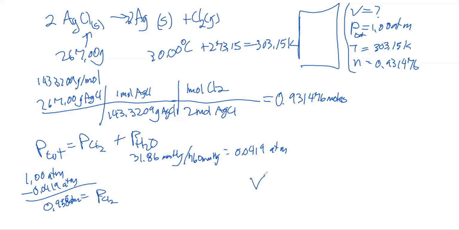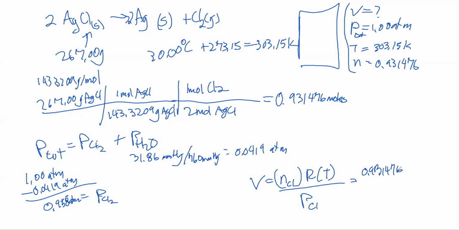So my volume is going to be our N of our chlorine, our R, our T, over our pressure of our chlorine. Now we don't want to just use our total pressure because then we would have to know our total moles. And that means we would have to know how many moles of water vapor we had to include as well. Instead, we'd rather just use our revised pressure, so the pressure of just the chlorine, because then we can use the moles of just the chlorine.